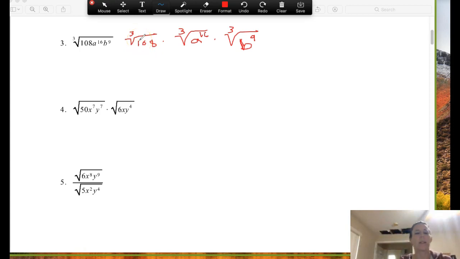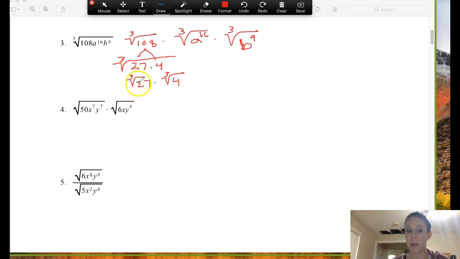I don't think 108 is a perfect cube. So I'm going to break this apart. What divides nicely into 108? I played with this a bit. You can play with it on a calculator, but 108 is actually 27 times 4. Now I could break this into its primes and see what's cubed, but I know 27 is a perfect cube. It's 3 cubed. So what I have here is the cube root of 27 times 4. I'm going to break this into the cube root of 27 times the cube root of 4. 4 is not a perfect cube, 27 is.